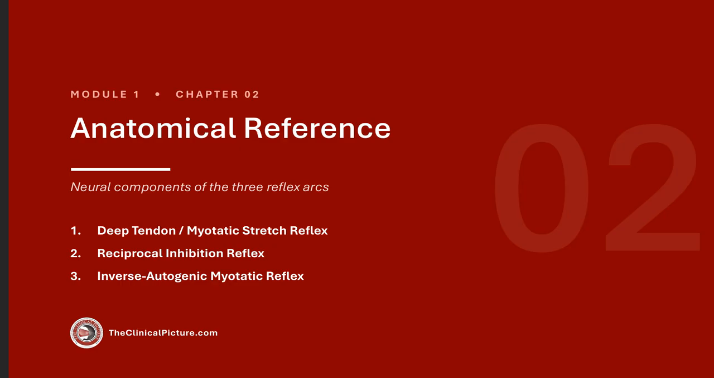The second is the reciprocal inhibition reflex, a companion reflex that runs simultaneously with the myotatic reflex and ensures that when one muscle contracts, its antagonist relaxes. Without this, movement would be rigid and uncoordinated. The third is the inverse-autogenic myotatic reflex, also called autogenic inhibition, a protective mechanism mediated by a different receptor, the Golgi tendon organ, that prevents muscle injury when tension becomes excessive.